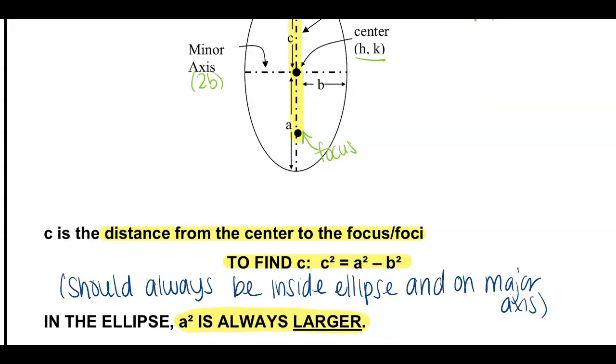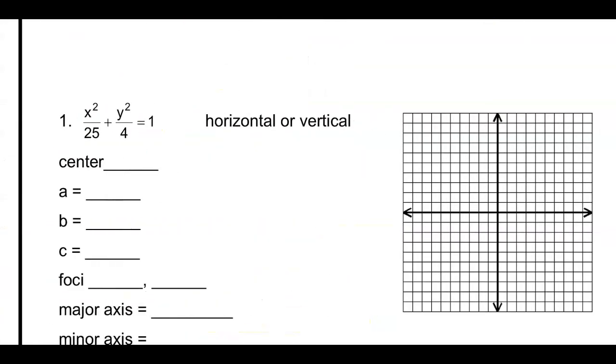So let's go ahead and look at the next page and actually look at one problem. What does it look like when your a squared value is larger? Okay, so looking at our first question, we have x squared over 25 plus y squared over 4 is equal to 1. Okay, so let's identify first. What's the a squared value and what's the b squared value?